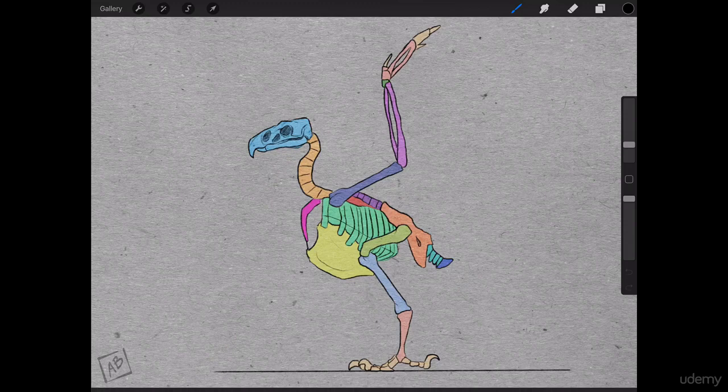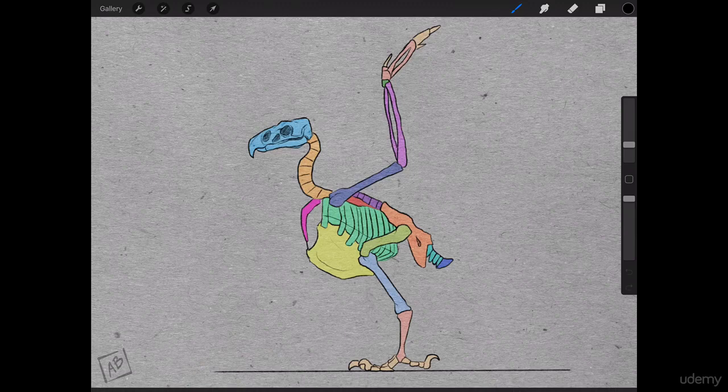Okay, so in this lecture, we're going to be going over bird anatomy. Now, there is a lot of different variation that falls under the bird category. For example, a sparrow's anatomy on the surface looks quite different from, say, an ostrich, but underneath, their skeletal makeup is still pretty similar.